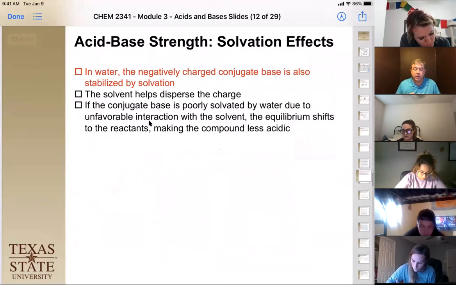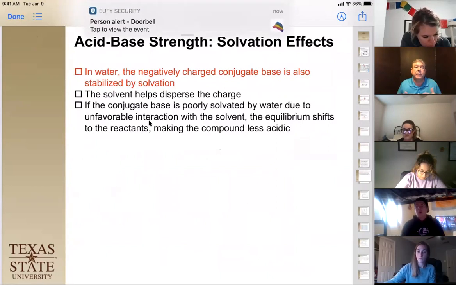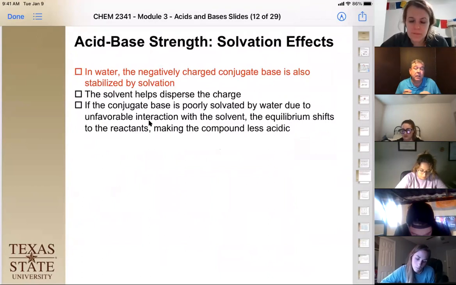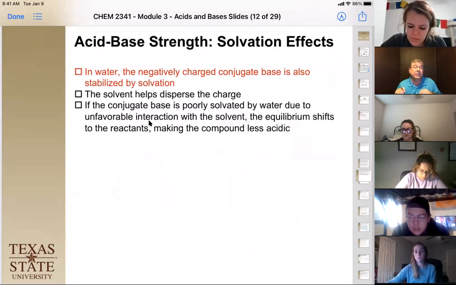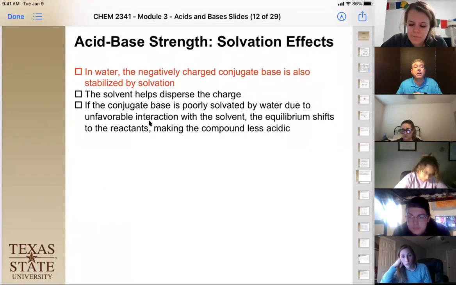So there's also a solvation effect on this. In water, negatively charged conjugate bases are also stabilized by the solvent. The solvent helps to disperse the charge. However, if the conjugate base is poorly solvated in water due to unfavorable interactions, like it has some hydrophobic sides to it, the equilibrium shifts to the reactant, making the compound less acidic.